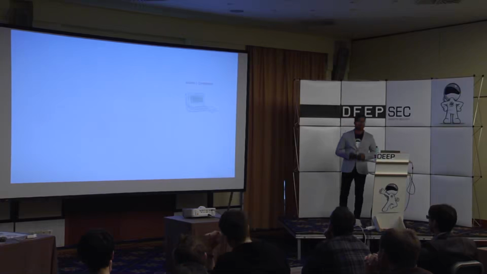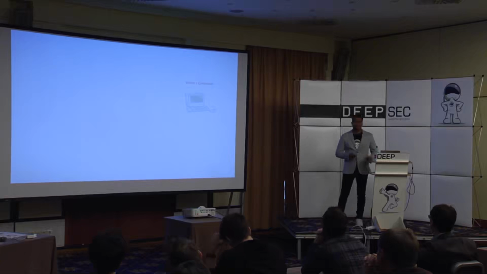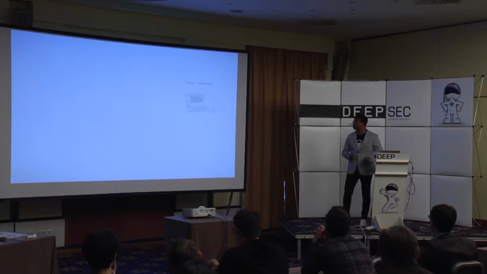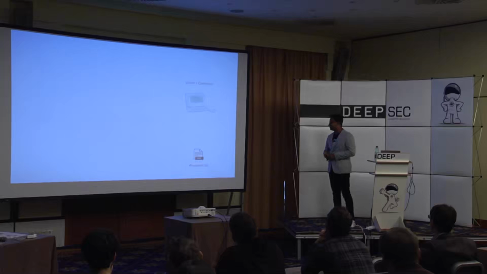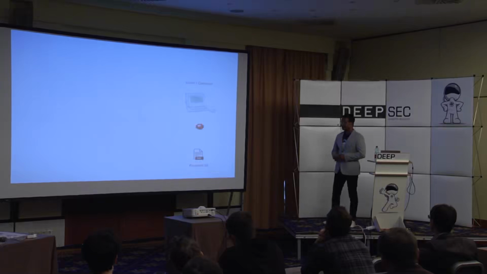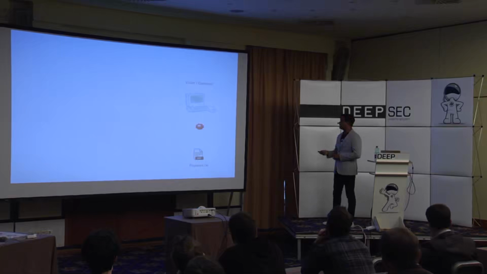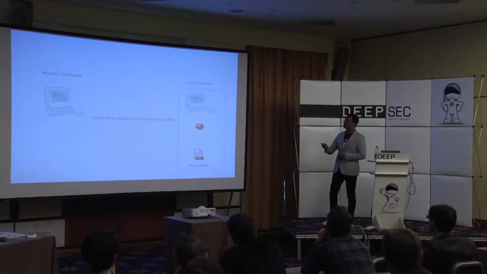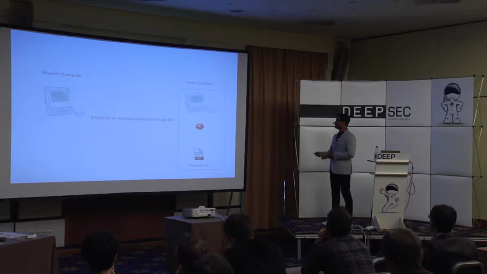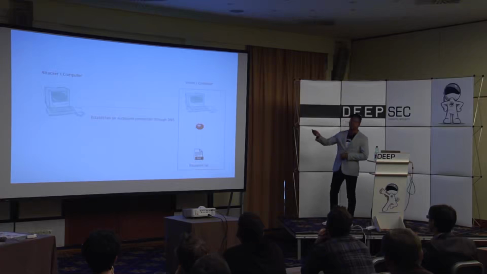So let me take you through a story. It should be an interesting one. A long time ago, there was a victim's computer, and it had a file called password.txt, and surprisingly it had malware on it as well. What the malware did was establish an outbound connection using DNS to the attacker's computer, and it just transferred the data from one end to the other end.